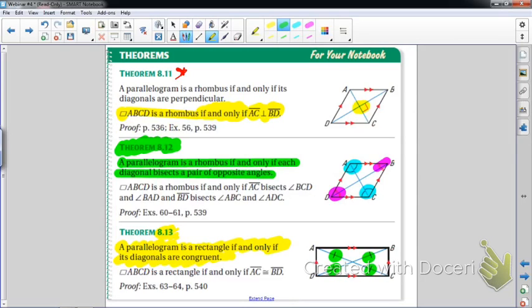So they bisect, and when they bisect, we know that every single line segment that we have in a rectangle, I'll call this one right here M, so that you can see. So all of them are going to be congruent. So AM, BM, CM, DM, all those line segments will be exactly the same thing.